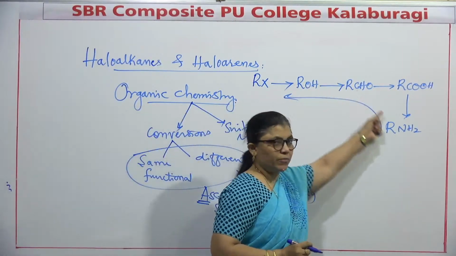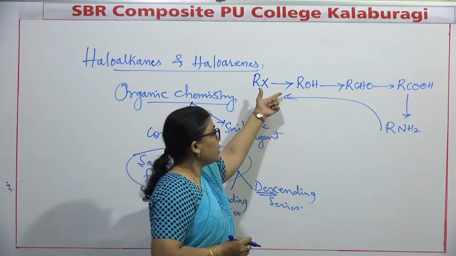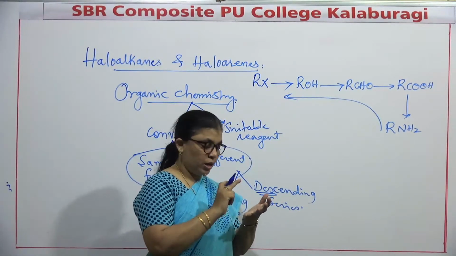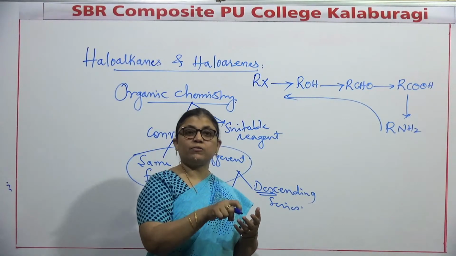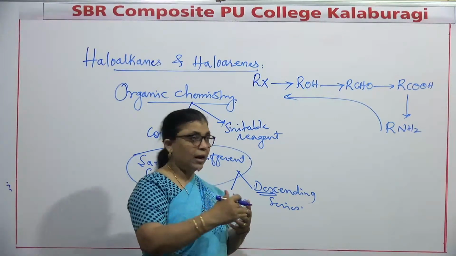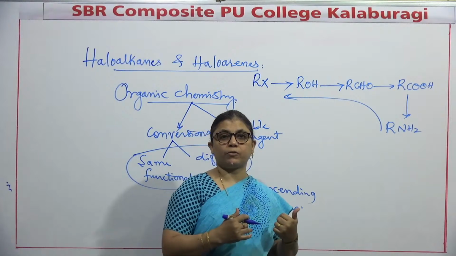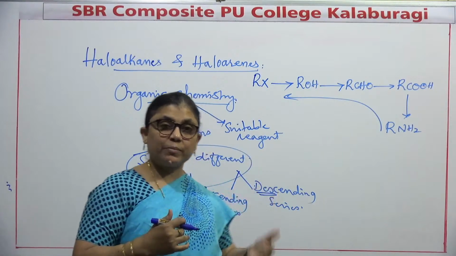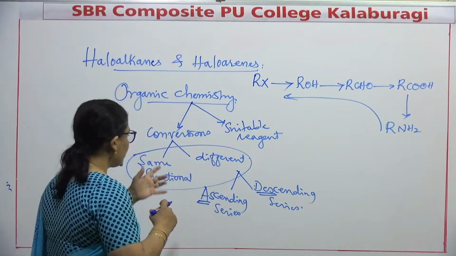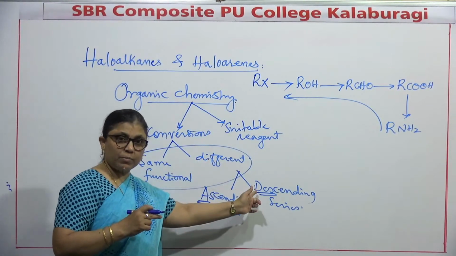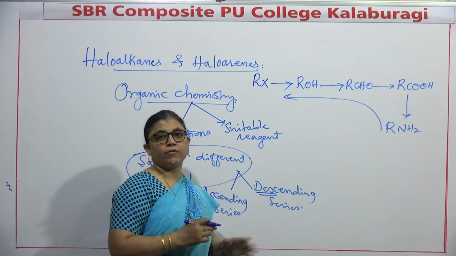Have you remembered that alkyl halide can be converted into alcohol in different ways, like aqueous potash, aqueous sodium hydroxide, moist silver oxide, but most preferably moist silver oxide. Like that, alcohol on oxidation gives aldehyde. Aldehyde on further oxidation gives carboxylic acid. Carboxylic acid on Schmidt reaction is converted into amine. It means that we can increase the number of carbon atoms, we can decrease the number of carbon atoms, we can keep the same functional group, or we can make a different functional group.